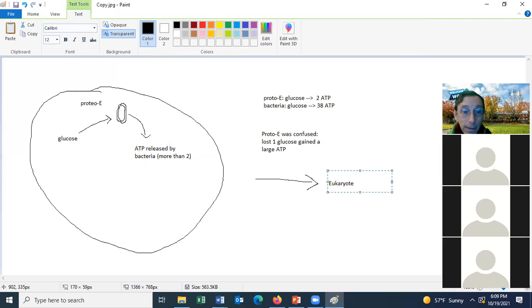So we don't find the proto-eukaryote anymore without the bacteria, and we don't find the bacteria anymore outside of the proto-eukaryote or the eukaryotic cell. So the two have been living in symbiosis for so long that they're together now. Any question about any of that?